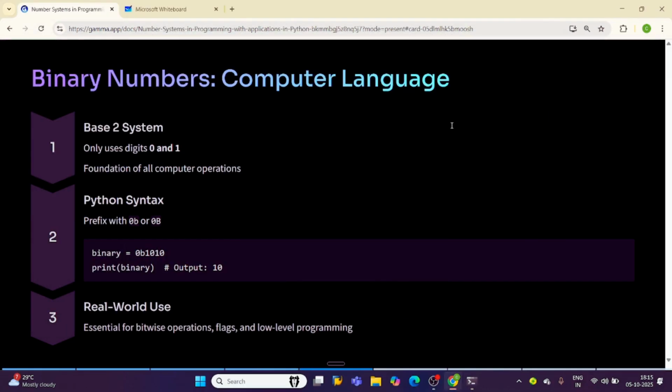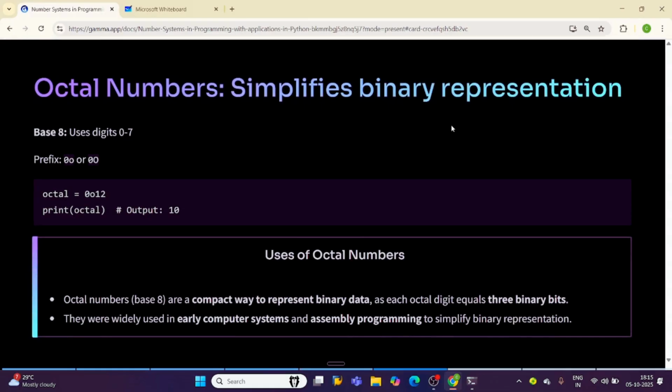So let's dive into another type of number system, which is the octal number system. This is also known as the base 8 system because the base of octal numbers is 8, and the digits used range from 0 to 7. And like binary numbers, it also has a prefix in Python, and like binary numbers, it also gives the output of an octal number in the form of a decimal number. So let me run it in my Python.